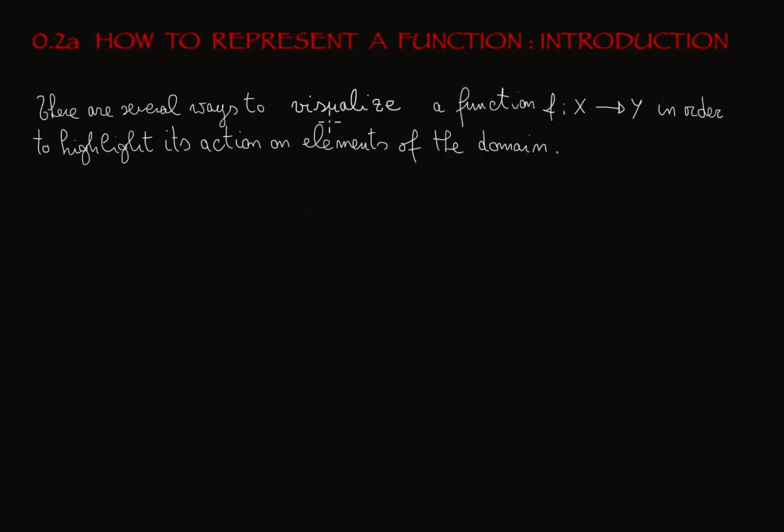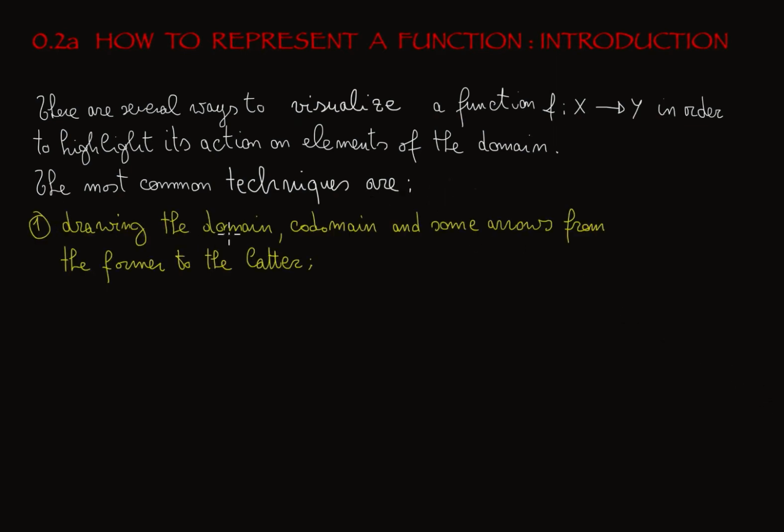So there are several ways to visualize a function f from X to Y in order to highlight its action on elements of the domain. Remember that the function is defined by its action on the elements of the domain. So assigning a function means letting the other person know the images of each element of the domain X. So the most common techniques for representing visually a function are the following.